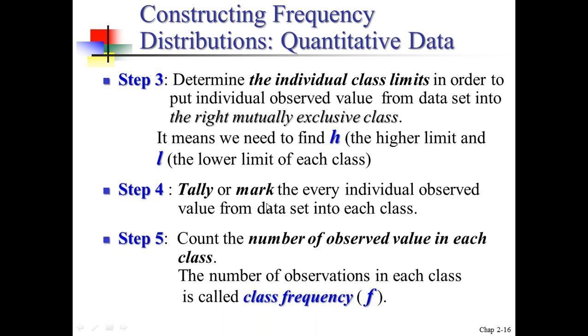And step 5, when you are finished with the tally marks, that means you can count the number of observed values in each class. Those numbers we call class frequency. Why do we call it class frequency? Because every class in our table must have this value. So those are the 5 steps, already done.